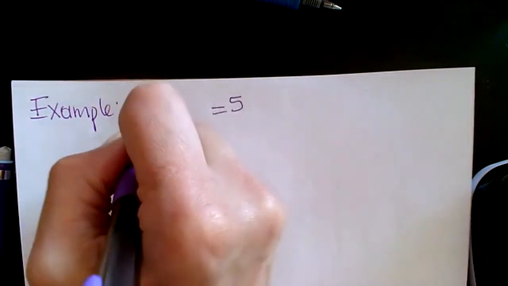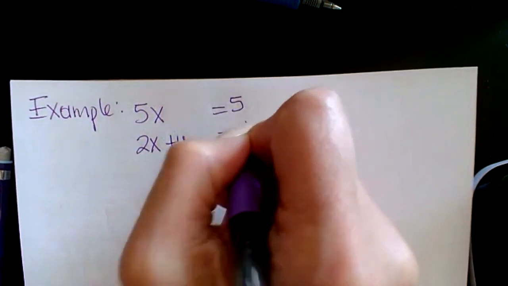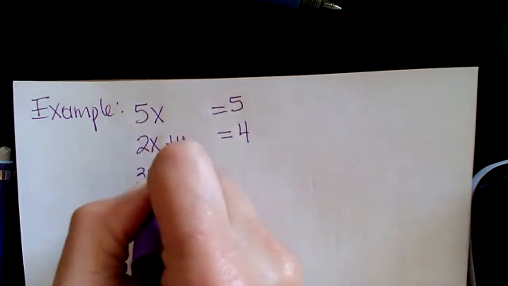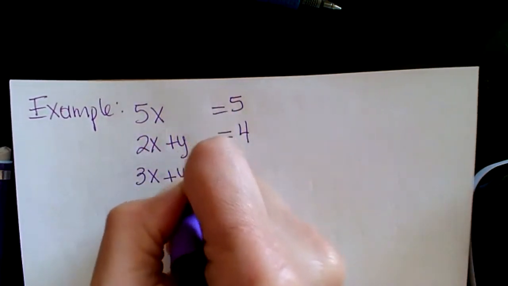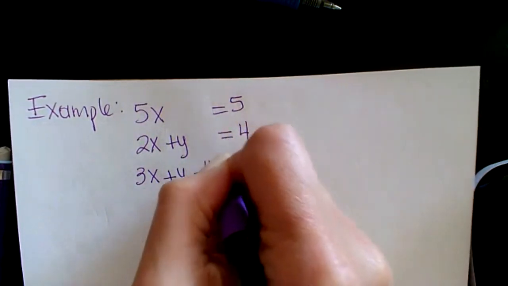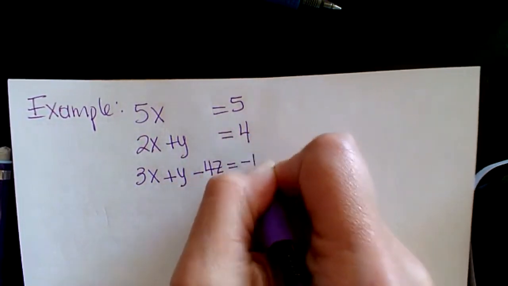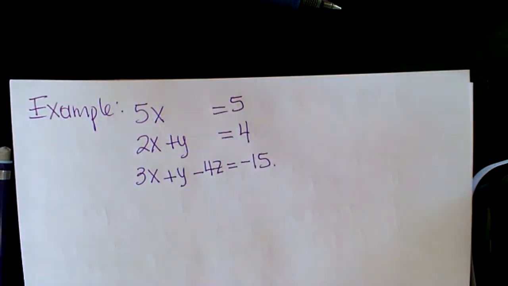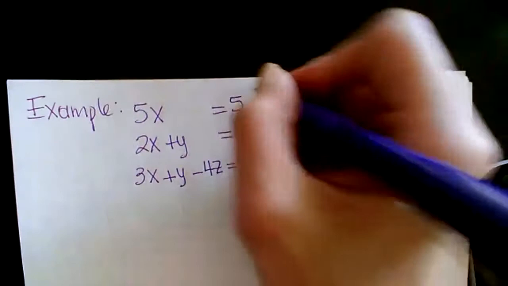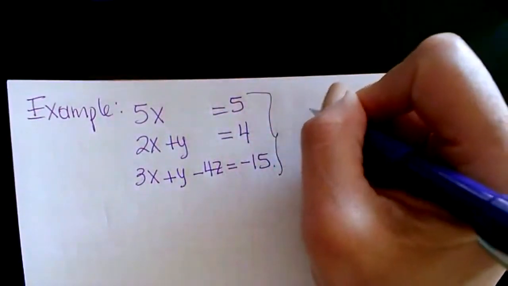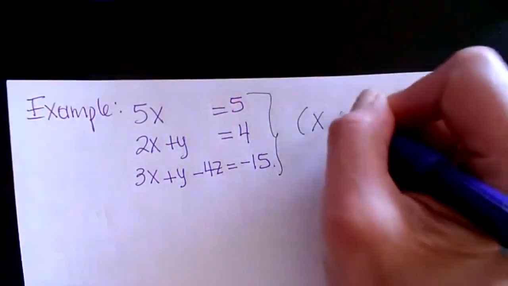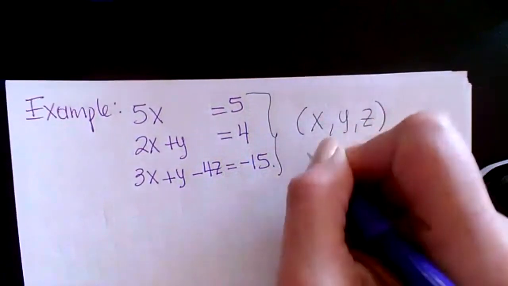So, 5x is equal to 5. 2x plus y is equal to 4. And 3x plus y minus 4z is equal to negative 15. All right. And we need to find our x, y, and z point.